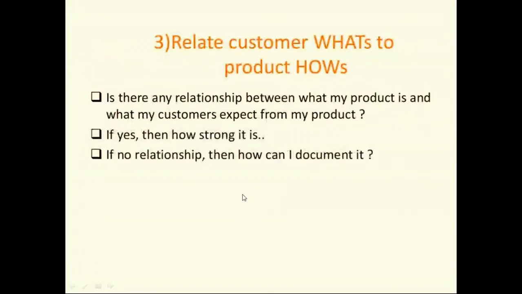Relate customer whats to the product hows. Is there any relationship between what my product is and what my customer expectation is? You can relate it using this relationship matrix. Then if yes, how strong is it? When it is very strong, we give it 9 points. When it is moderately strong, we give it 3 points. When it is weak, we allot 1 point. And if there is no relationship, then we leave it blank. If there is no relationship, how can I document it? That we will analyze once our product research has been finished.